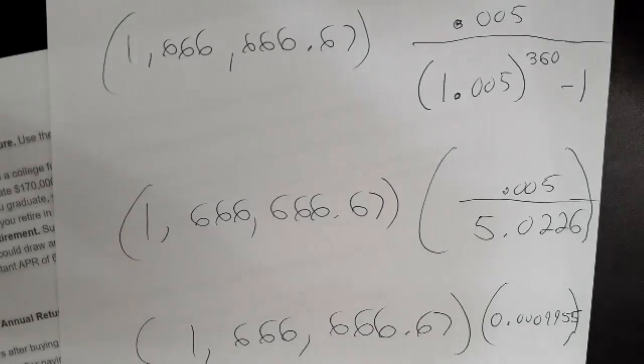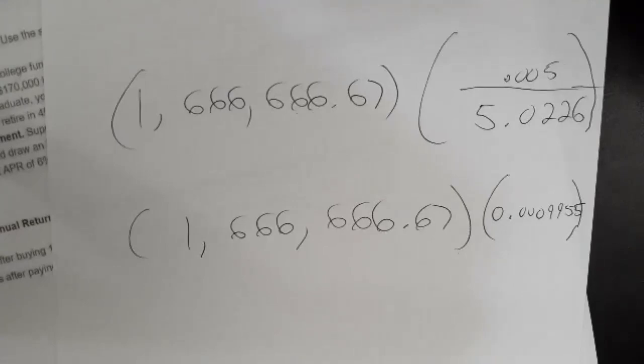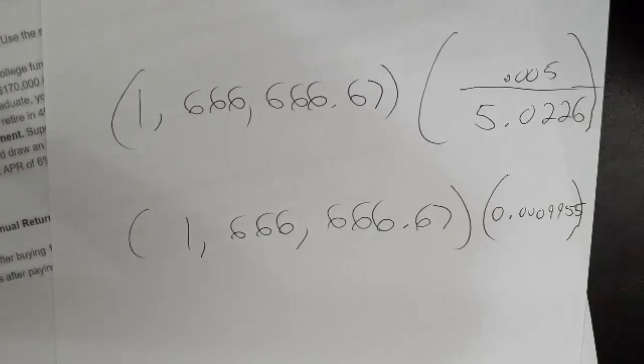Yeah, 6.0225. And then we subtract 1 from that. That should give you 5.0226. Okay, you round it off. And then we divide these two numbers. We should be getting that crazy small number. And then the last number that you should get when you multiply these two things together should be 1659.18 if we round it up.